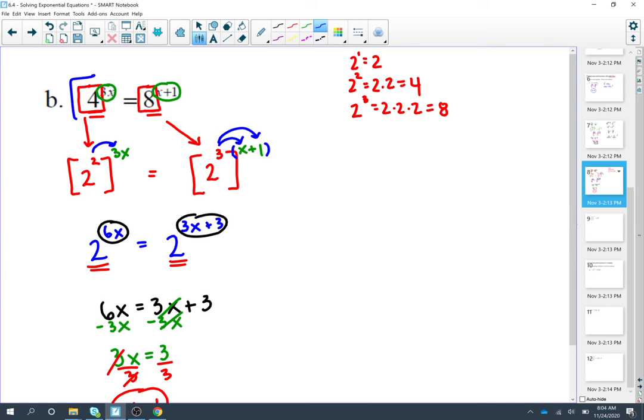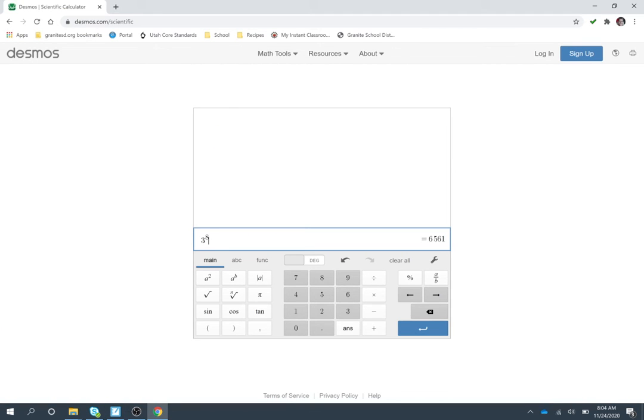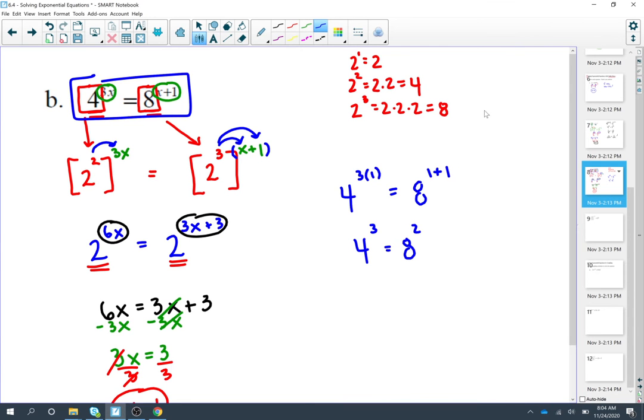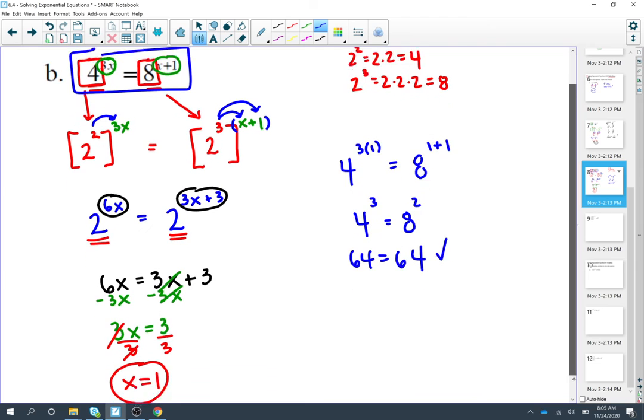If we check our answer, we're saying x is 1. Back up to the original problem. 4 to the power of 3 times 1 equals 8 to the power of 1 plus 1. 4 to the power of 3 times 1 is 3. And then 8 to the power of 2, because 1 plus 1. 4 to the power of 3, I'm going to use my calculator, which is 64. And then 8 times 8, 8 squared is 64. I know that one. So that checks out. And our answer was 1.